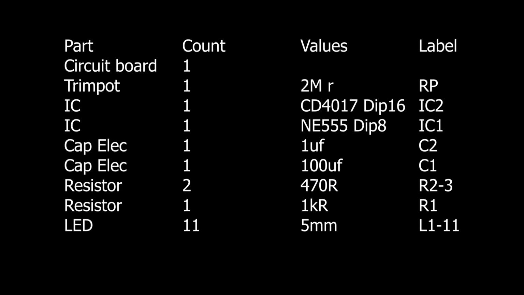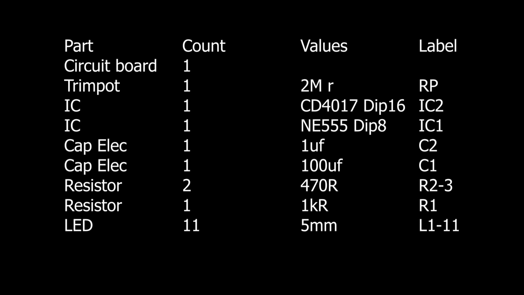This is the stock take of the circuit. As we see here, there is a circuit board or a PCB. We have a trim pot, which is a 2 megaohm resistor. We have a CD4017, which is a DIP16 IC. We then have an NE555 DIP8 IC.